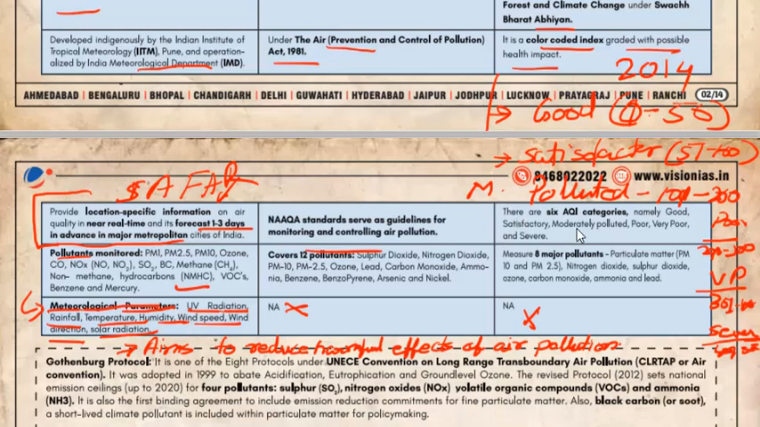So see, there are 6 air quality categories. It is given here: good, satisfactory, moderately polluted, poor, very poor, and severe. These are the values I have written.